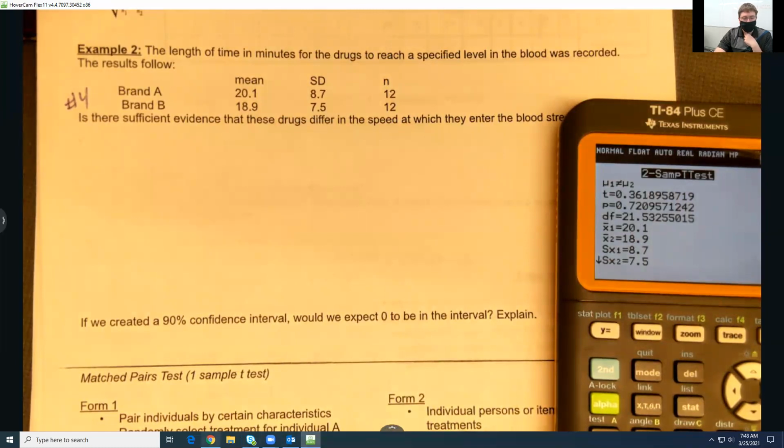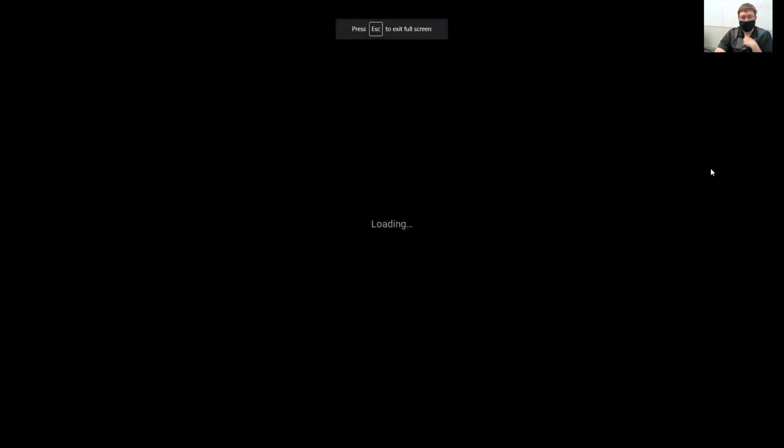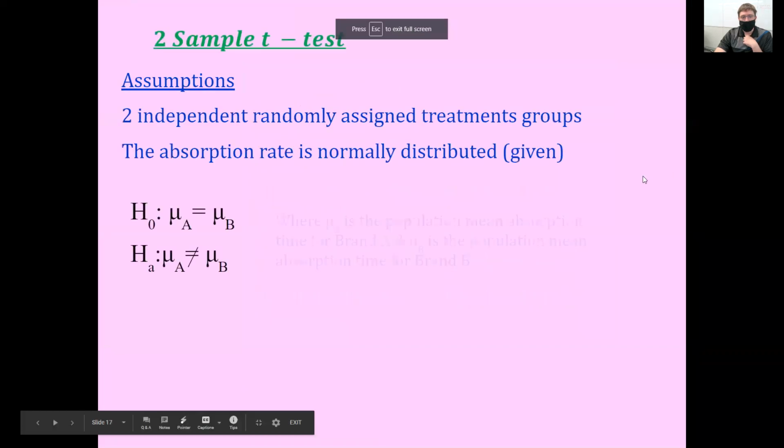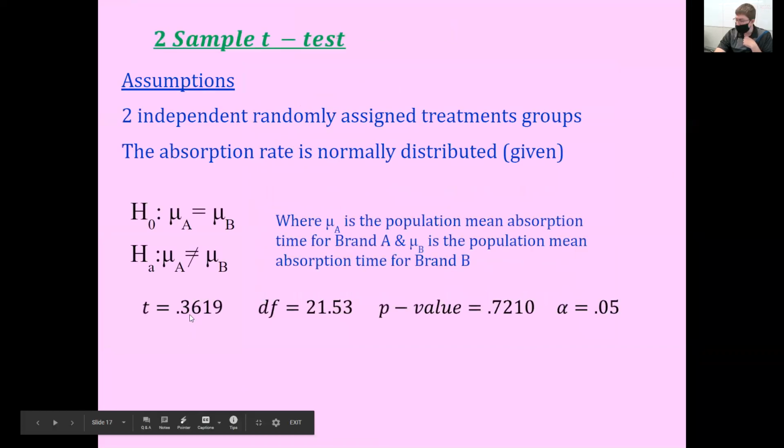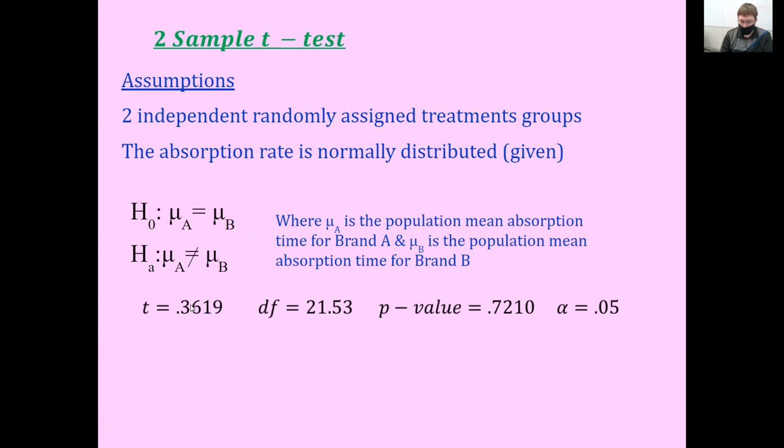All right, let's flip it back to the actual text that you can read better. So there's my calculations from the calculator. T-score, 0.3619, there it is, I see it. Rounding to 4 decimals works. Degrees of freedom should say 21. I just saw that. P-value equals 0.7210. And alpha is equal to 0.05.